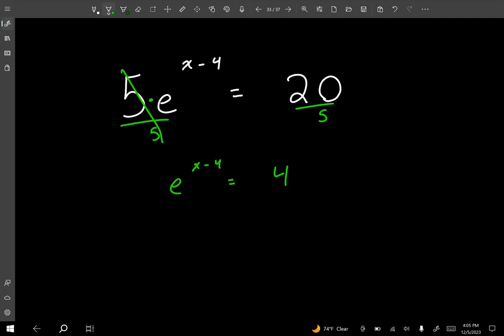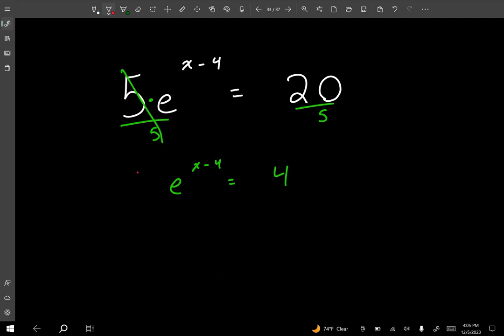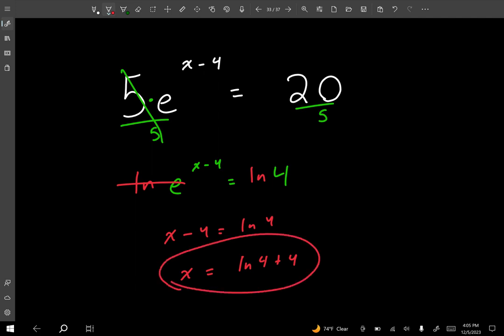So what looked like a horrible equation with a thing out front, now maybe it still looks like a horrible equation, but at least it's more like what we just did. And now let's carry on. We've got natural log on both sides. Those are gone. x minus 4 equals natural log 4. I don't know what that is, and I don't care. I'm just going to add that other 4 to both sides. There we go. And we're done.